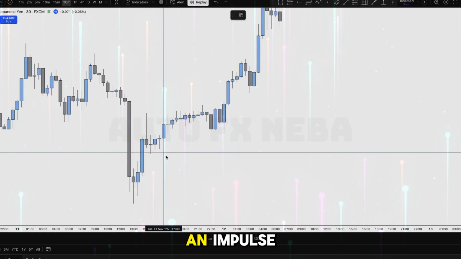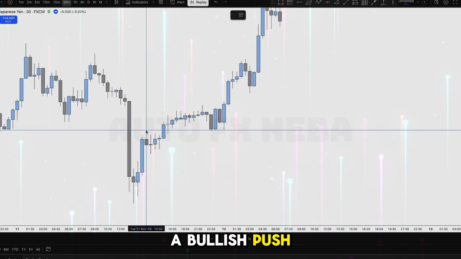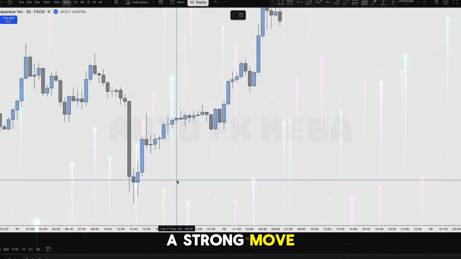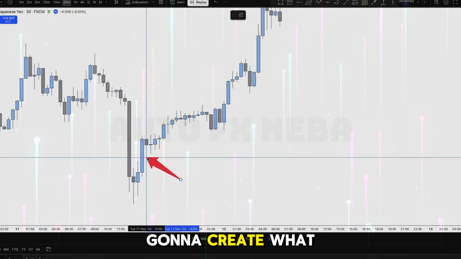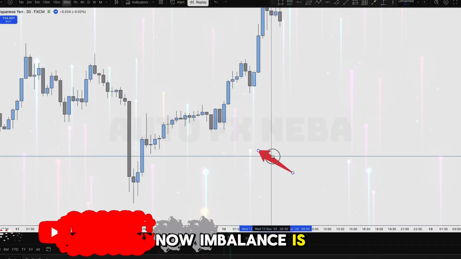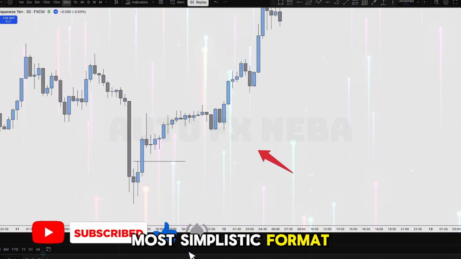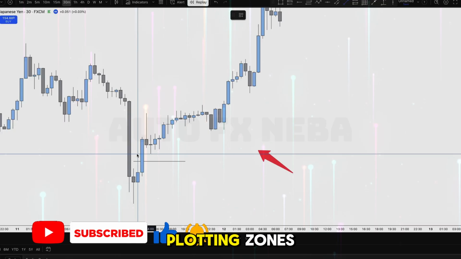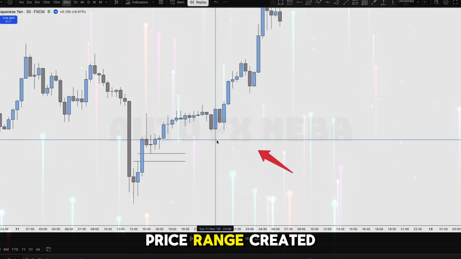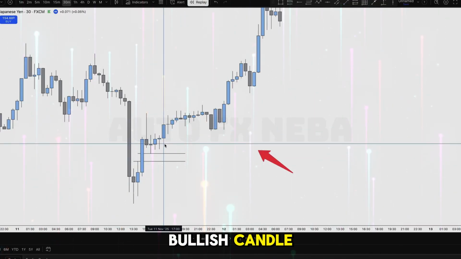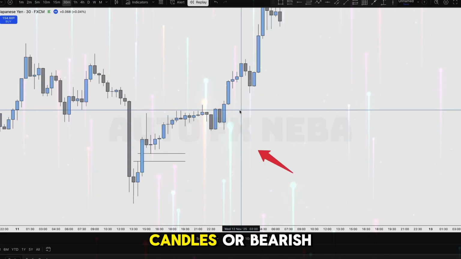So to identify an impulse, we are looking for, of course, a bullish push or a bearish push, a strong move. And generally it's going to create what we call imbalance. Now, imbalance is going to be covered in a future bootcamp class, but to explain it in the most simplistic format so that you can start practicing plotting zones, it's an open price range created by a large bullish candle or a series of large bullish candles or bearish candles.